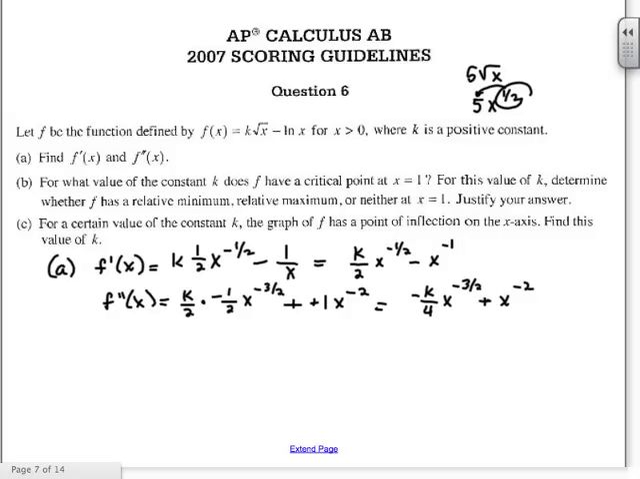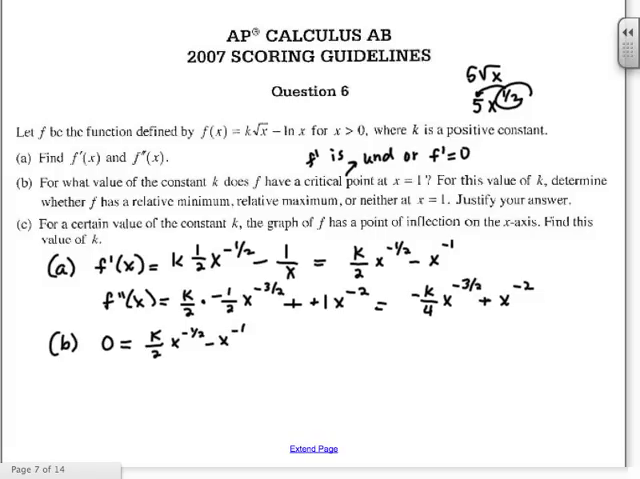Okay, so part B says, for what value of the constant k does f have a critical point at x equals 1? A critical point comes from when the function f is undefined, or f prime equals 0. So when f prime is undefined or f prime equals 0, that's what I'm worried about. For f prime, I want to find when it's equal to 0. So I'm going to have k over 2 x to the negative 1/2 minus x to the negative 1.